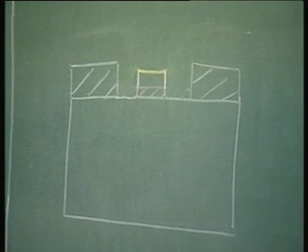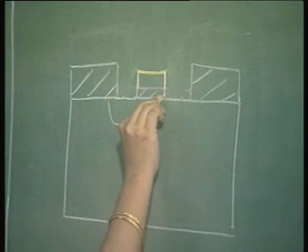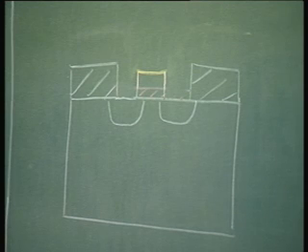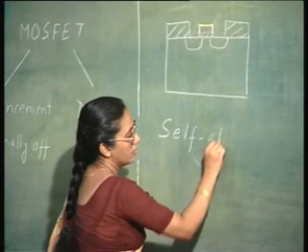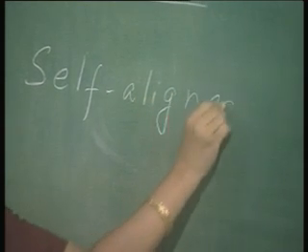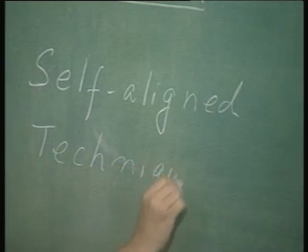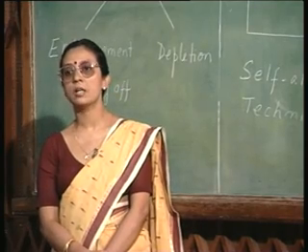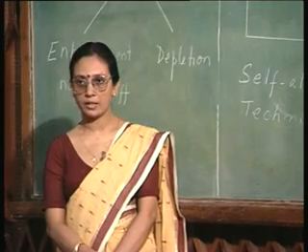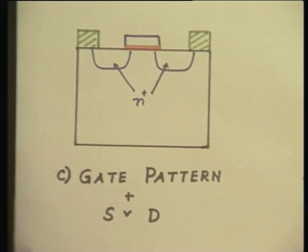Let me repeat it again. You do not need any mask now in order to realize your source and drain. This is called a self-aligned technique, where the source and drain are automatically aligned to the channel region of the MOSFET. This will become clearer when we look at the card number 3.